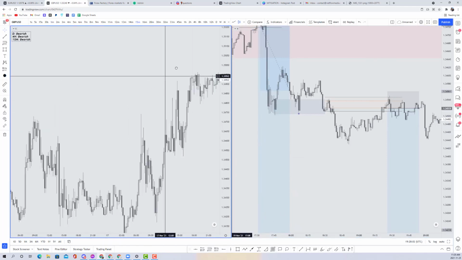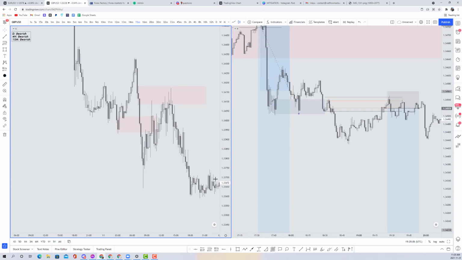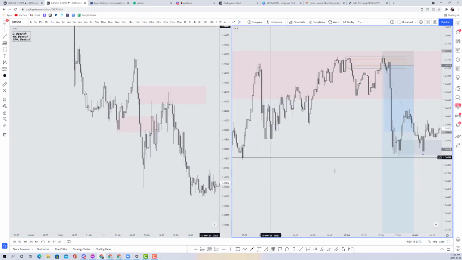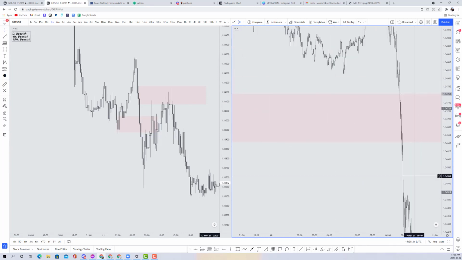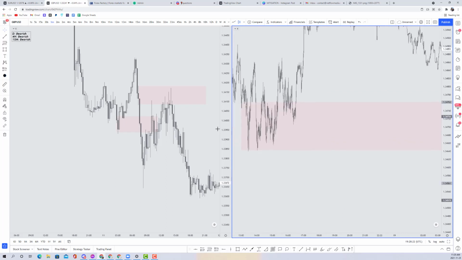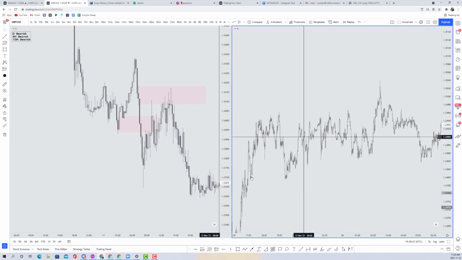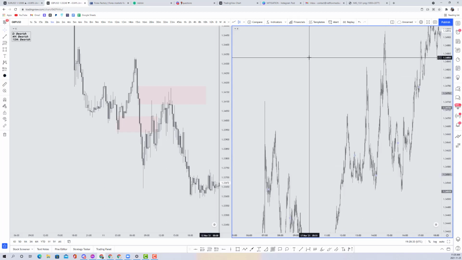I believe I may have marked one more, maybe two more. Perfect. So this is a perfect example of the breaker block used to create inducement. So let's find this zone here, and I think I may have one more marked after this. The content of the breaker block and the whole concept is the exact same. It is essentially a supply or demand.